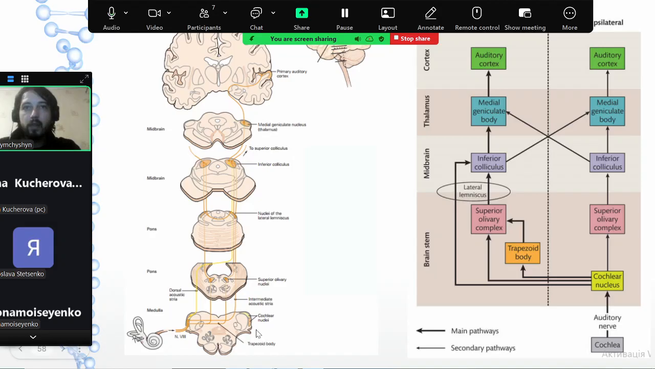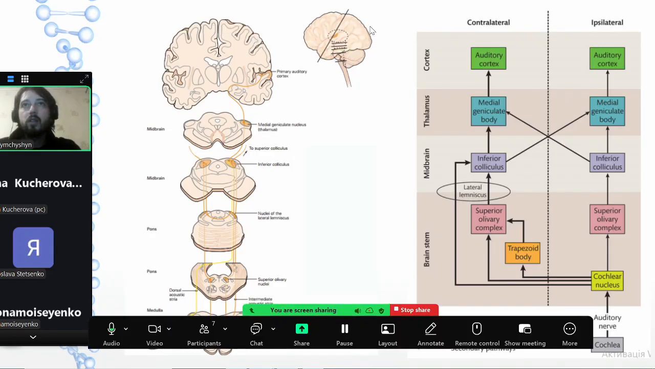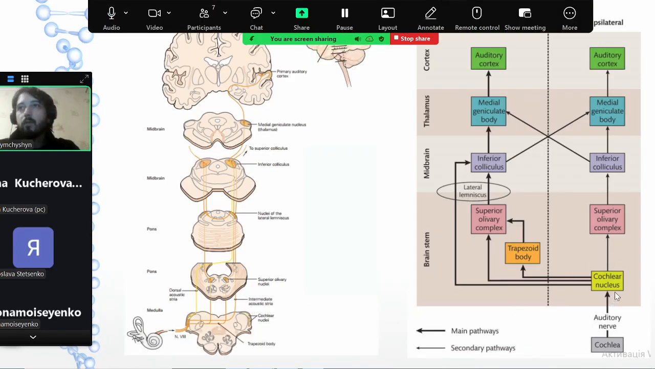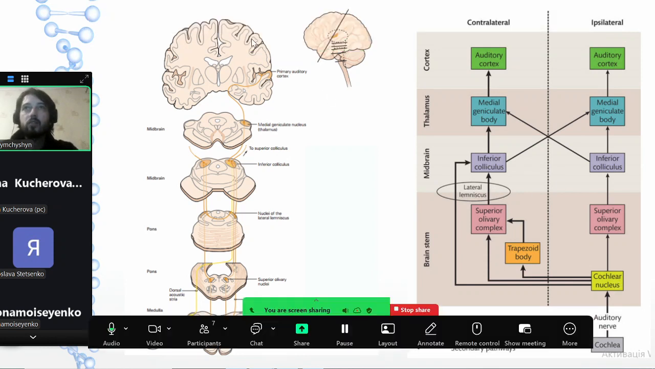Here you see on these slides, you see the cochlear nuclei. So here they are. That's in this image. You see here the image of the brain. That's the lowest slice, this one. Then it may go either so-called ipsilateral on the same side, or contralateral on the other side.